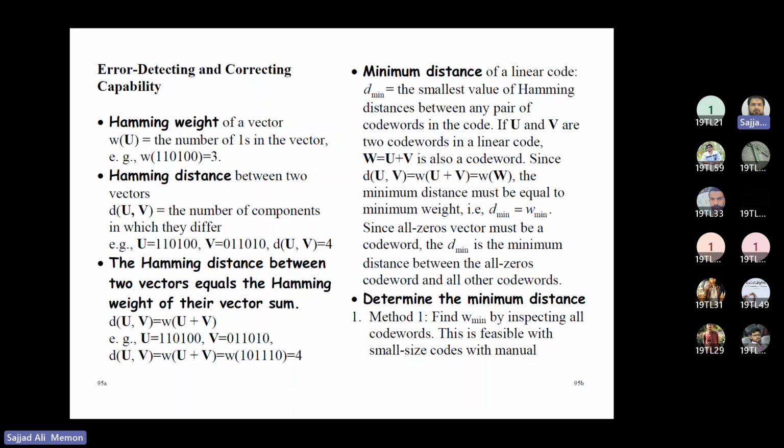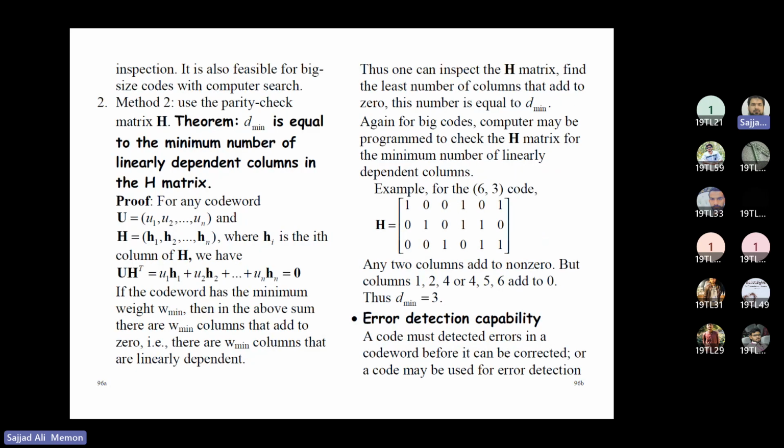So how to determine the minimum distance? Method 1: find w minimum by inspecting all code words. This is feasible for small size codes with manual inspection. It is also feasible for big size codes with computer search. Method 2: use the parity check matrix H theorem. d minimum is equal to the minimum number of linearly dependent columns in the H matrix.